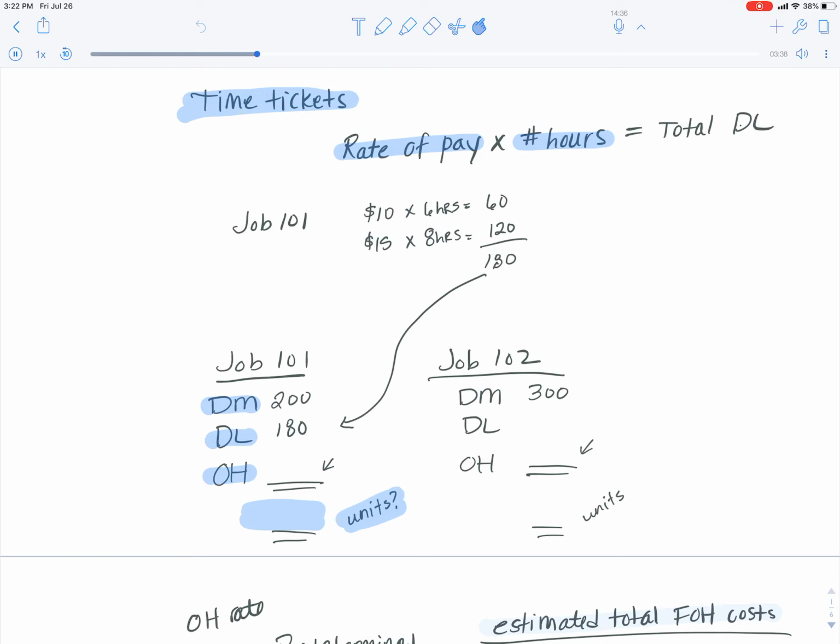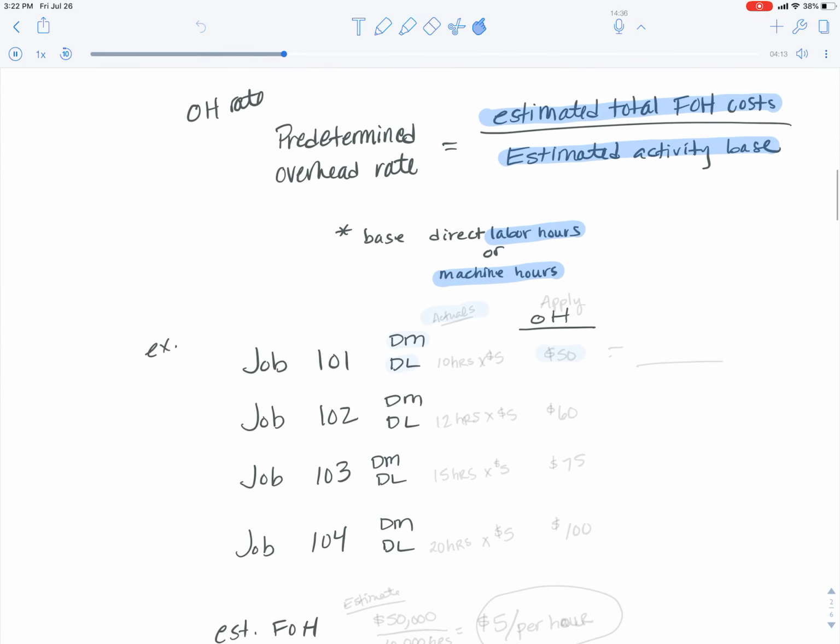So for the overhead, you'll need a formula. And this formula for applying overhead to each job is called a predetermined overhead rate. And the formula is an estimate. So we are estimating at the beginning of the period how much overhead costs we think we'll have. And then we divide that by some activity base. Usually this activity base is either labor hours or machine hours. So here's an example of how we might apply overhead.